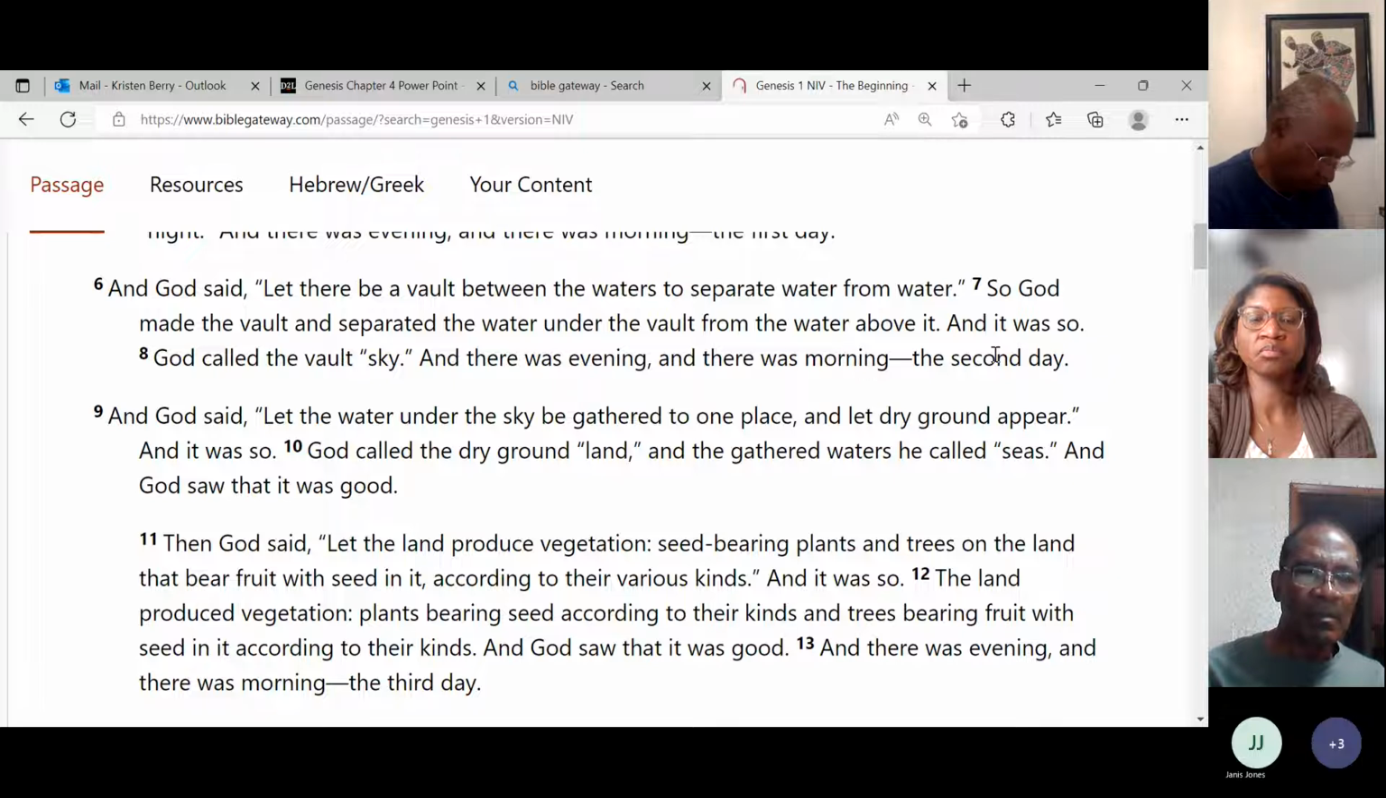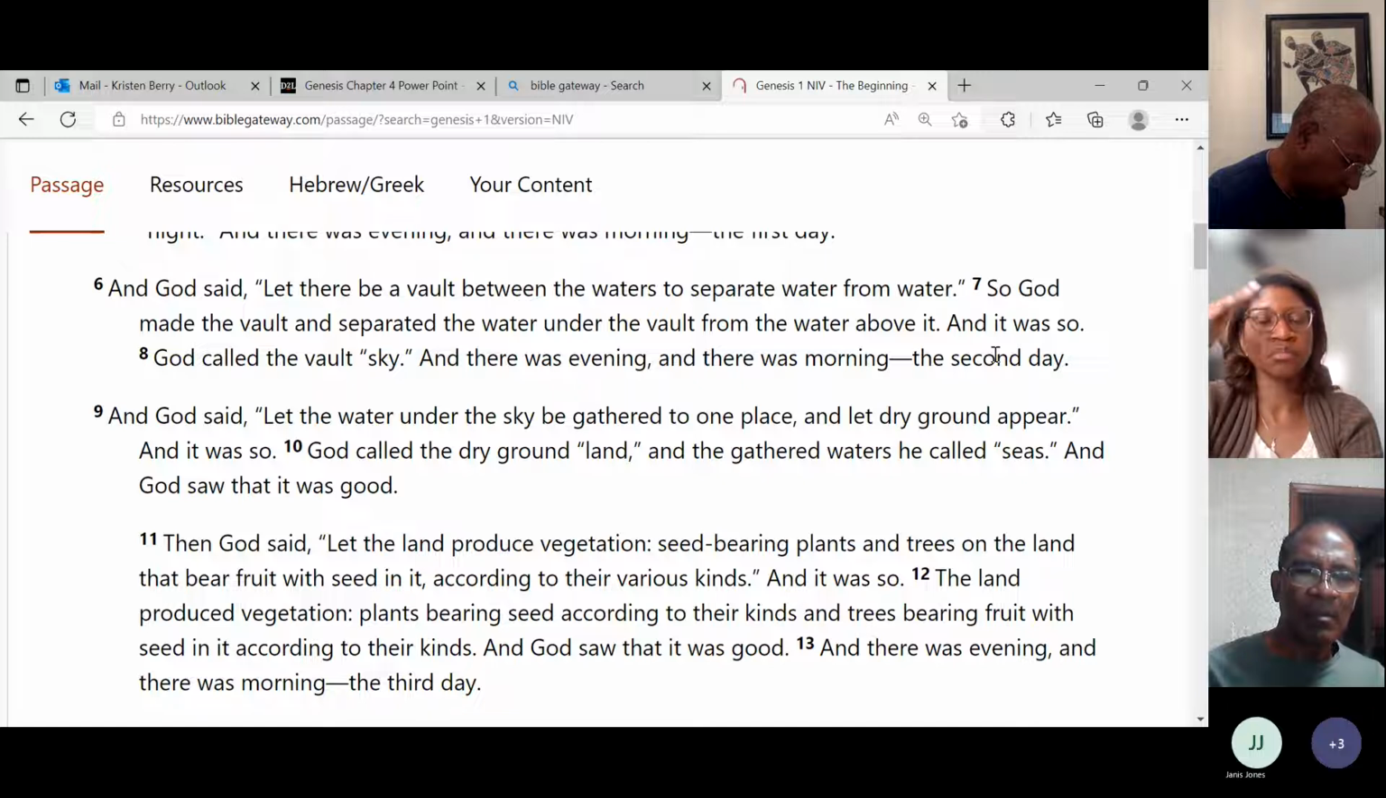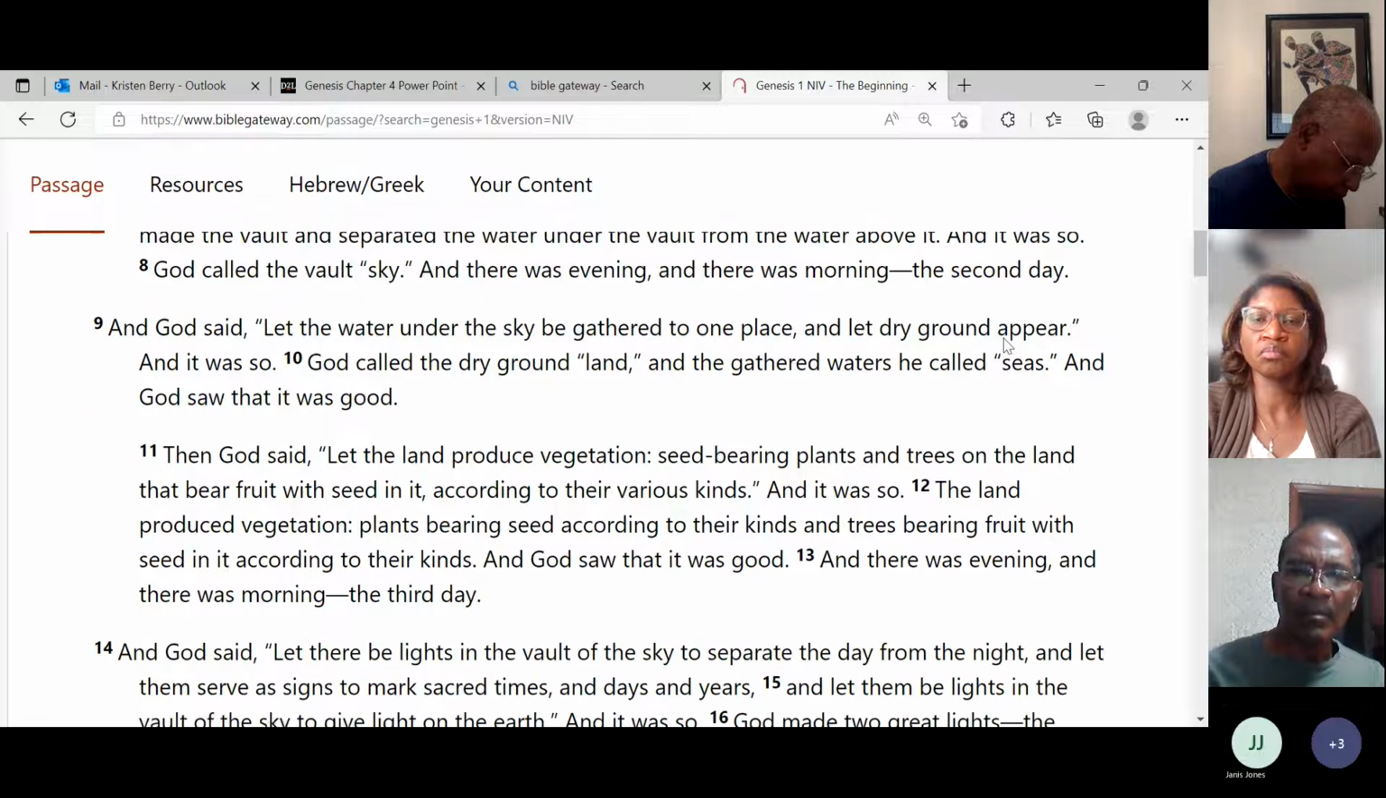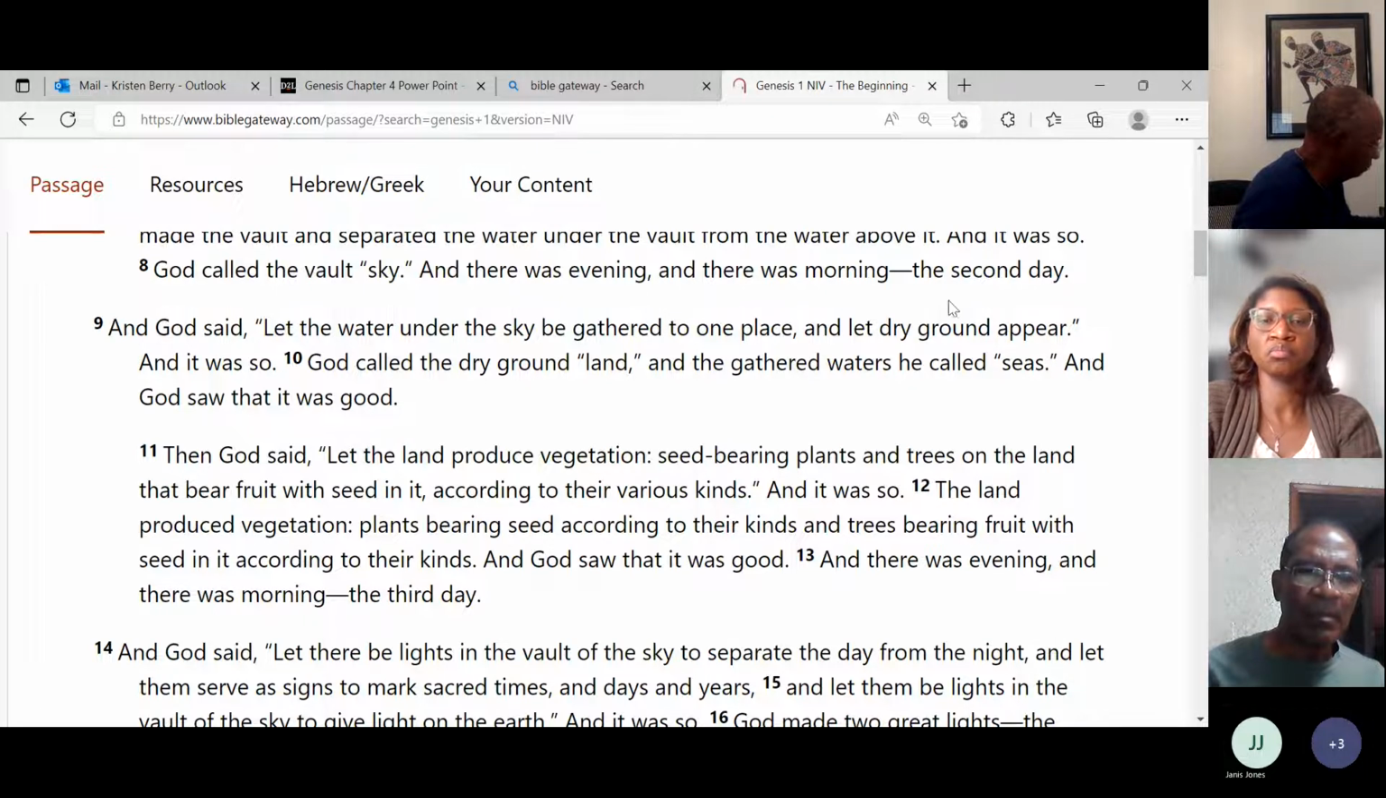Then God said, "Let the land produce vegetation, seed-bearing plants and trees on the land that bear fruit with seed in it, according to their various kinds." And it was so. The land produced vegetation, plants bearing seed according to their kinds, and trees bearing fruit with seed in it according to their kinds. And God saw that it was good. And there was evening and there was morning, the third day.